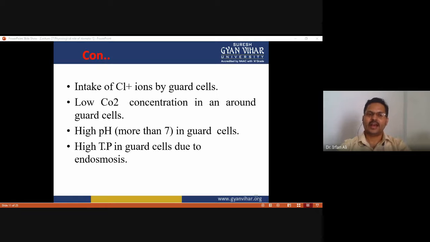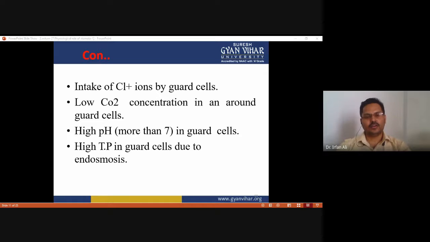stomata. And high pH, that is more than 7, in the guard cell also favors the opening of stomata, because efflux of H ion takes place. Whenever the H ion goes out, or efflux takes place, this shifts the pH toward the basic side in the guard cell.